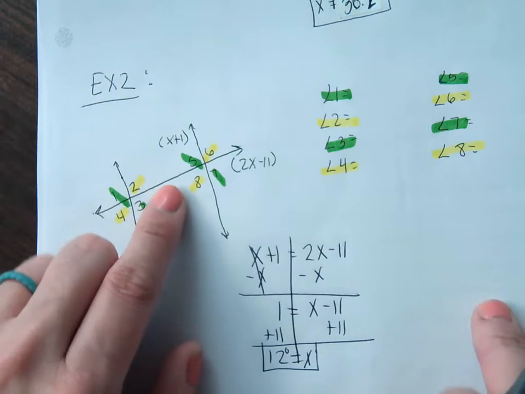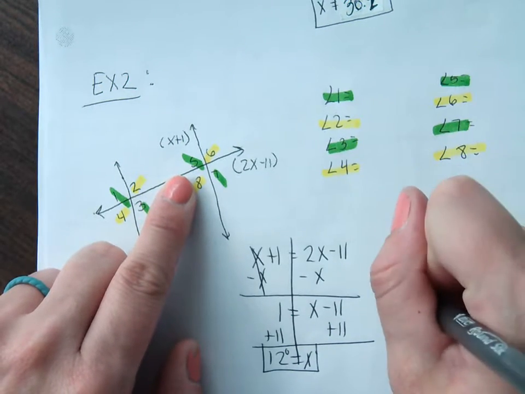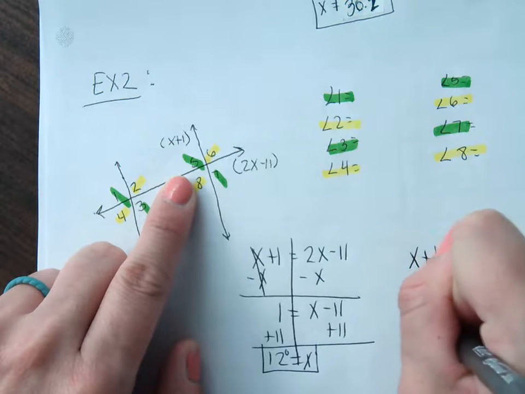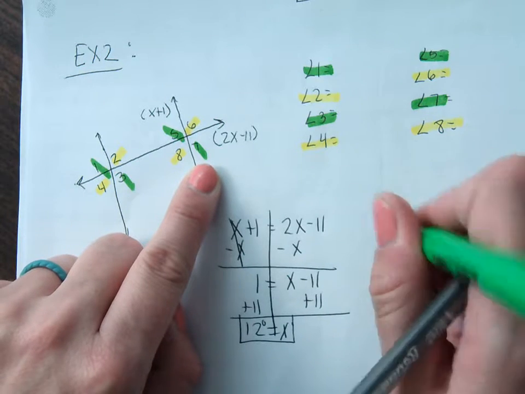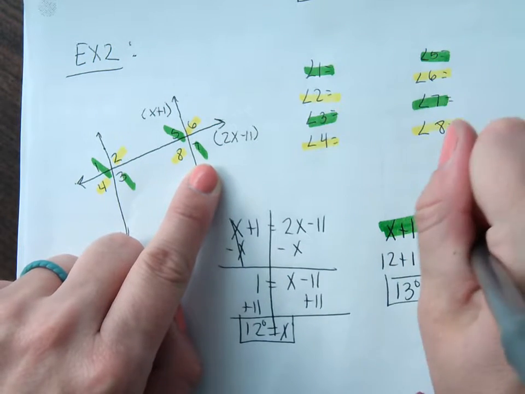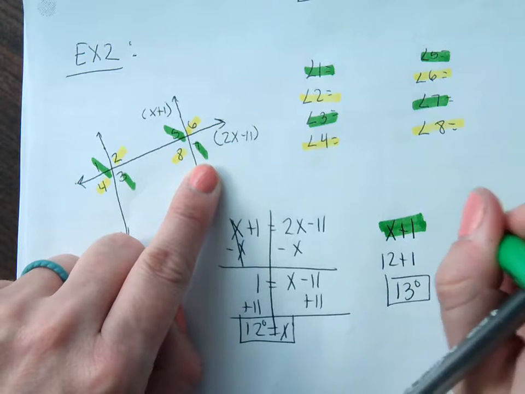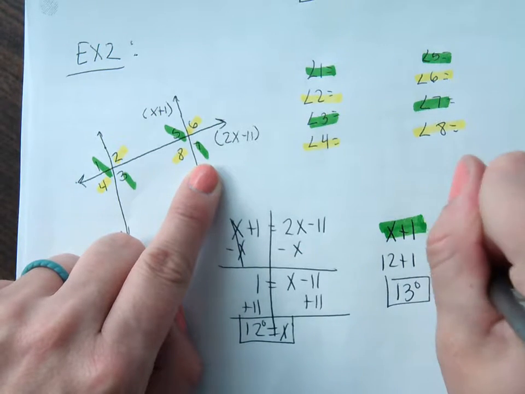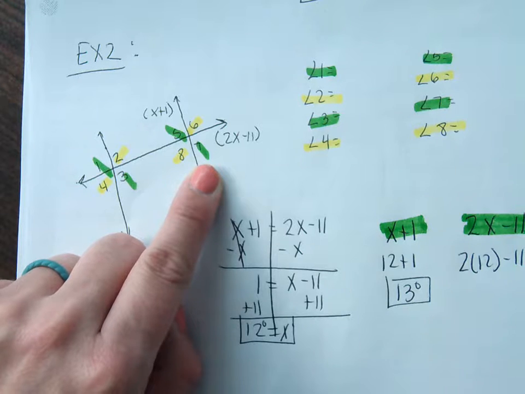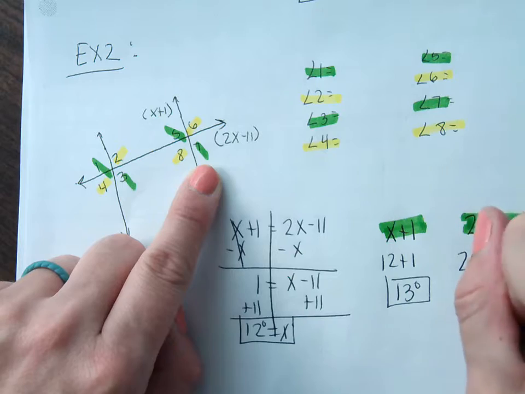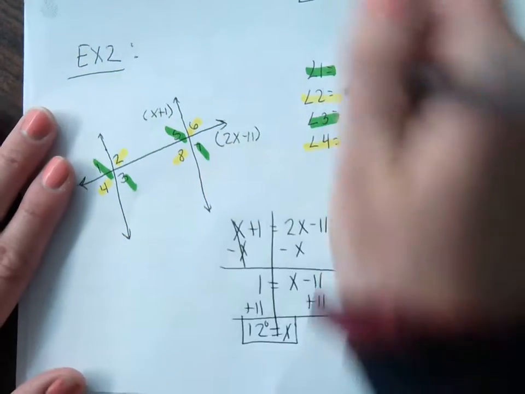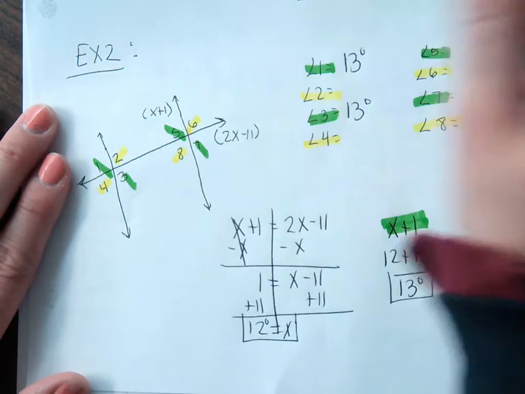So now I have to plug into each one. We have x plus 1, so we have 12 plus 1 is 13 degrees. These should equal the same thing since they're both green. They are adjacent angles from each other. So that means they are equivalent, they're equal. 2 times 12 minus 11. We know 12 times 2 is 24. Minus 11 is 13. So we get the same thing. Okay? So all of our green is 13 degrees.